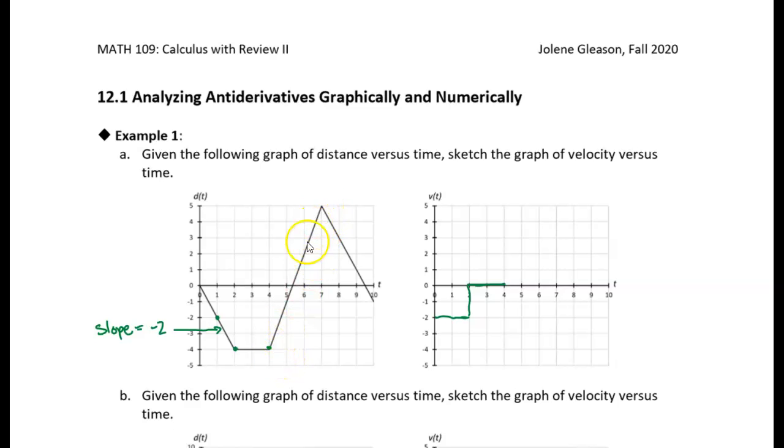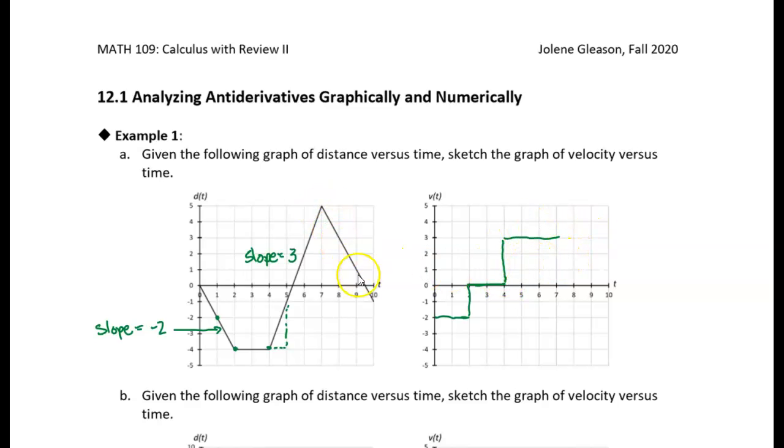All right, and then you can see that in this section of the curve, I can go over 1 and up 3. So it looks like the slope here is 3. So from 4 to 7, we have a constant positive velocity of 3. And so we can graph it like that.